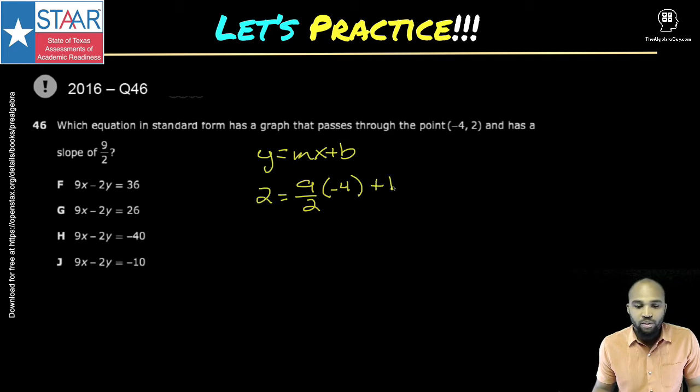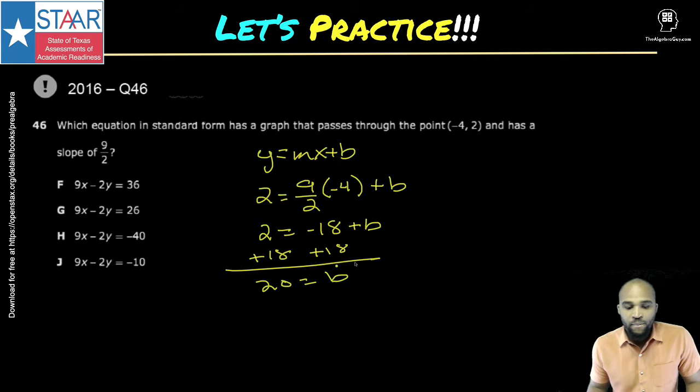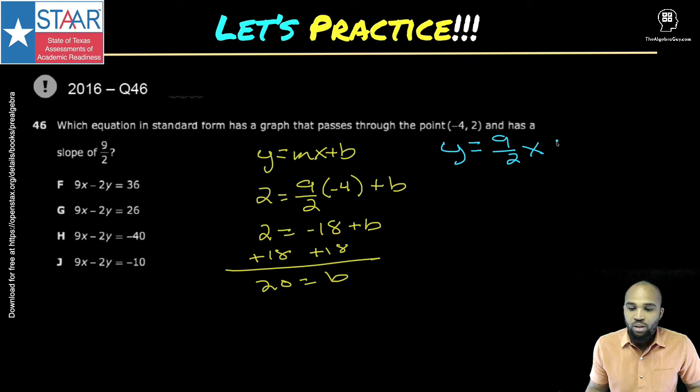So we don't know our b. We could simplify this by doing 2 equals 9/2 times -4. Well, I can do -4 divided by 2, which is -2. -2 times 9 is -18. And that's plus b. I'm going to get my b by itself by adding 18 on both sides. That leaves me with 20 equals b. So now I know my equation in slope-intercept form is going to be y equals my slope of 9/2 x and a y-intercept of, I'm sorry, of 20. But they said I need standard form.